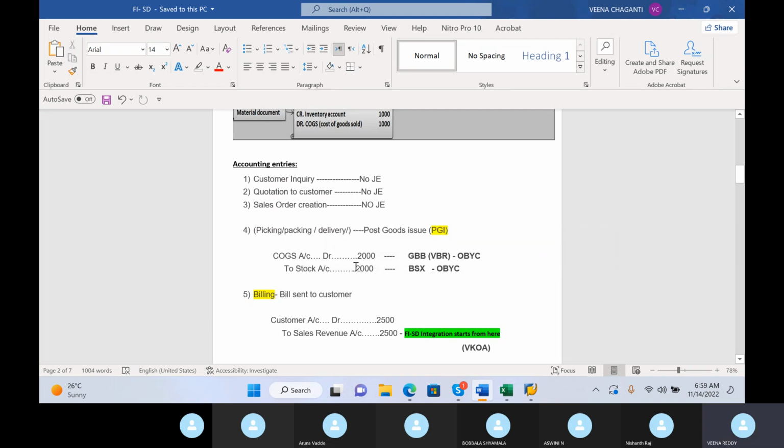Okay, the value is 2000. Cost of goods sold means how much cost happened for the finished product, the total cost which includes overheads and manpower, everything. The cost is 2000. So this is the cost of goods sold and this is the stock account. Okay, that is at post goods issue.